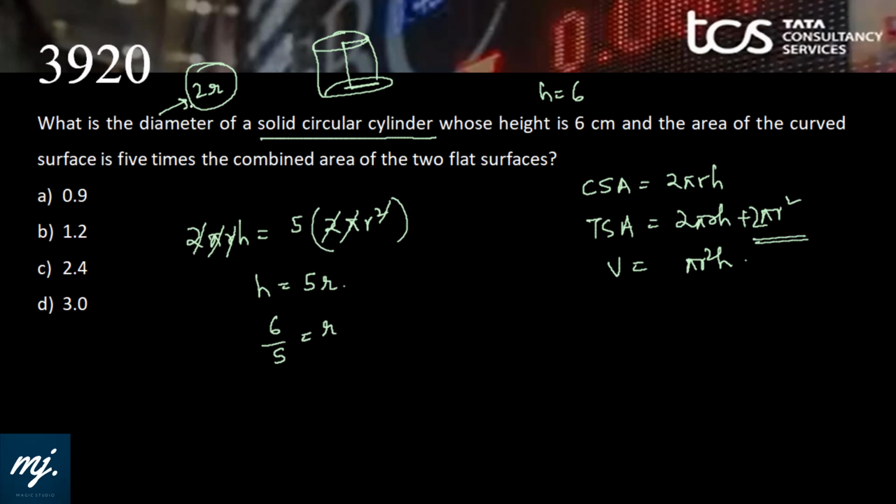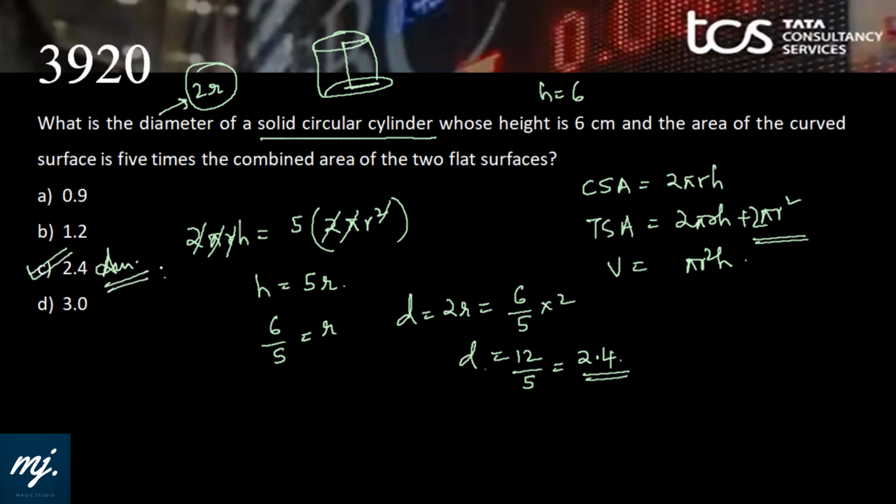Now they have asked how much is 2r, the diameter. Diameter is 2r, that is 6 by 5 into 2, 12 by 5, that is 2.4. So the diameter of this right circular solid cylinder is 2.4 centimeter. That is option C.